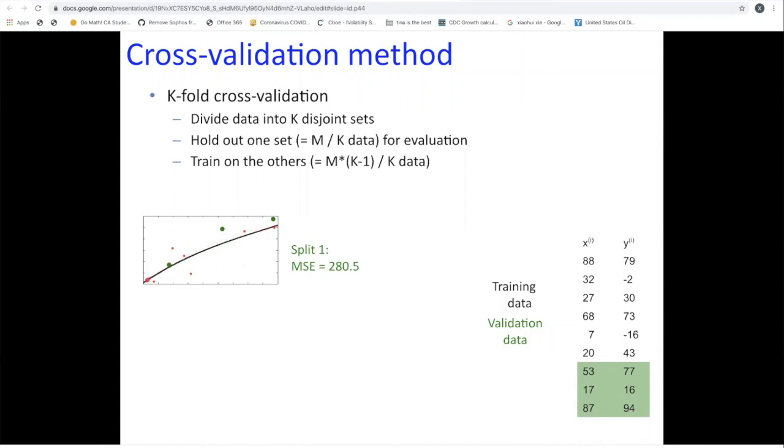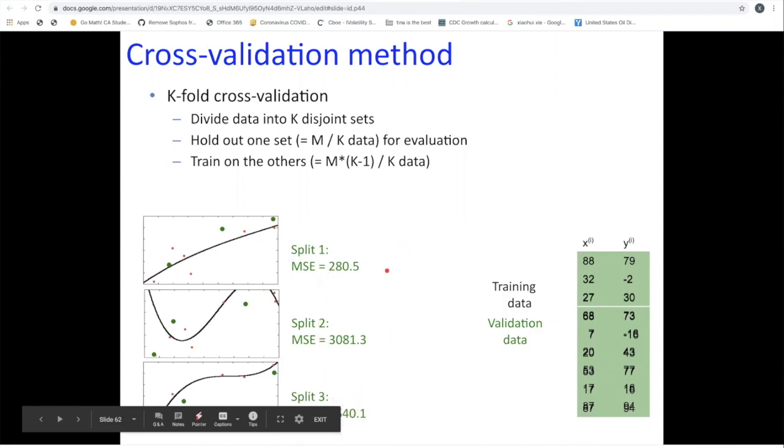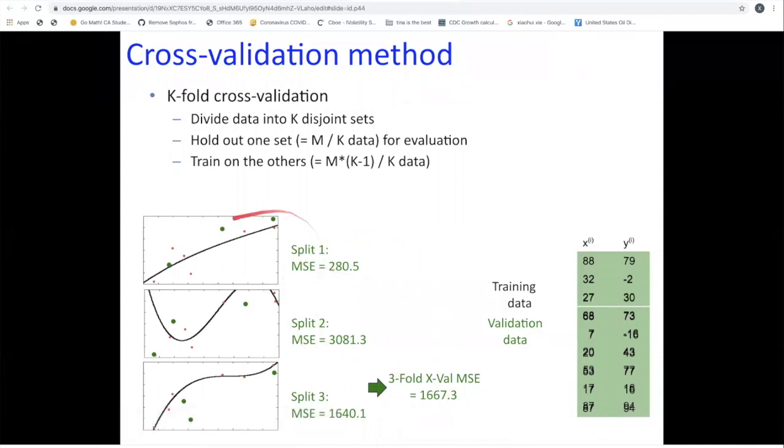You learn this quadratic function because I'm using a second order polynomial fit. And then you calculate MSE once you learn these lines. That's the MSE from the first split. Similarly, you can calculate MSE from the second split and the third split. And then again, you average to calculate the mean MSE from the 3 splits. You get a 3-fold cross-validation MSE based on the second order polynomial fit to this data set.